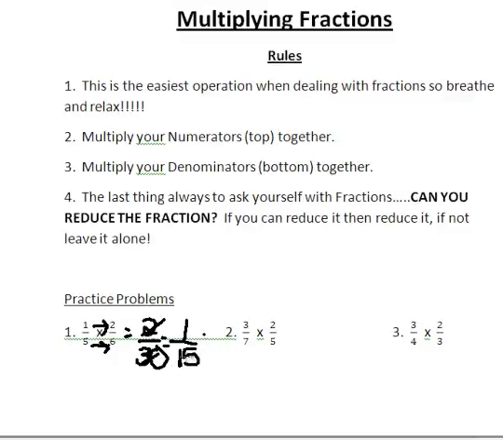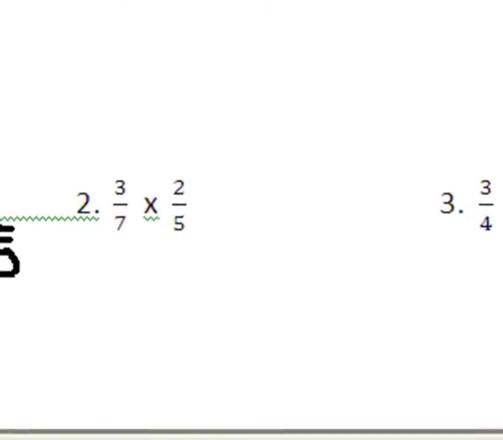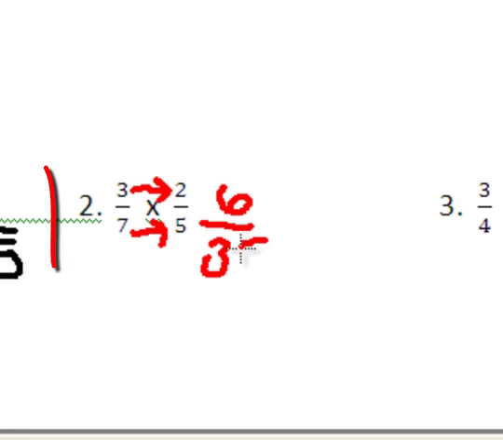Easy peasy so far, right? Let's look at the next one. Here we have 3/7 times 2/5. So same thing, we're still going to take this 3 times this 2, which gives us 6, and then the 7 times the 5. So 7 times 5 is 35.